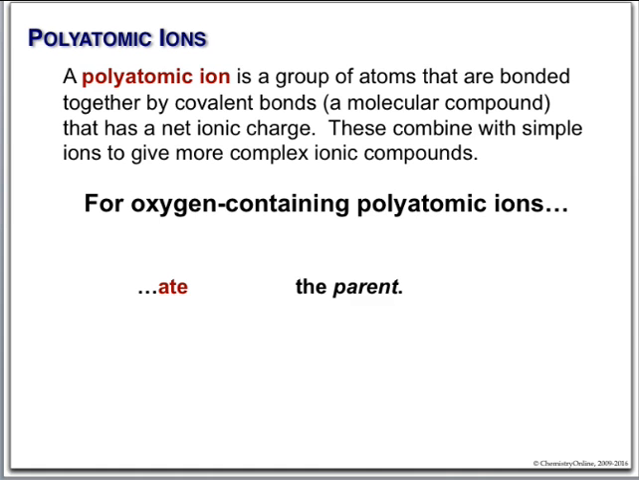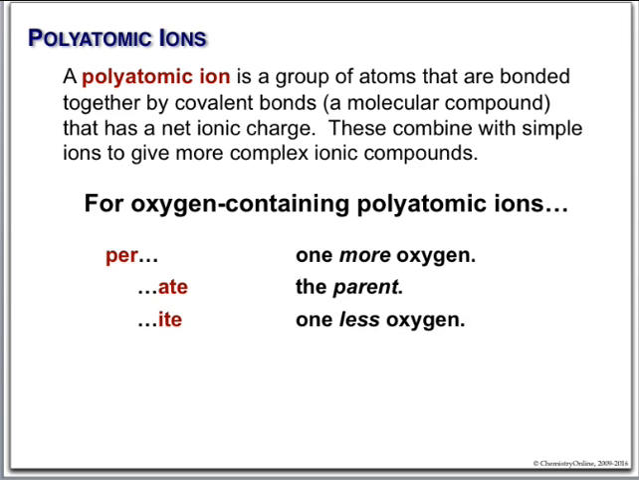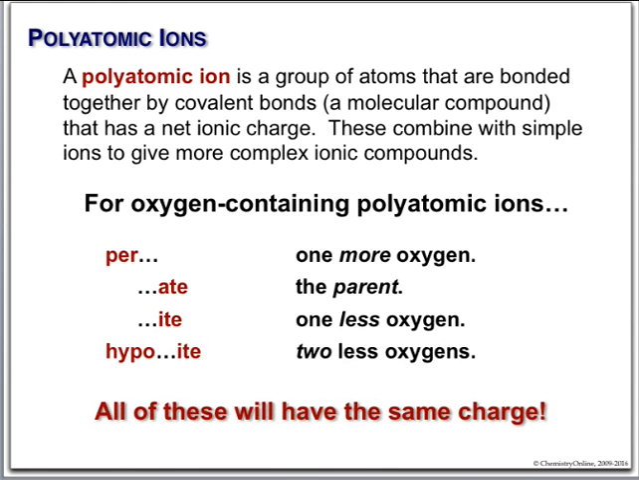If you add 1 extra oxygen, you get a prefix of per. Keep the ate. That's for 1 more oxygen. If we take 1 oxygen away, we change the suffix to ite. And if we take 2 oxygens away, we change it to a prefix of hypo and keep the ite. The neat thing is that all of these within the same family will have the same charge. So if you can remember what the parent is, you can just look at the name and add or subtract oxygens to get where you need to go.